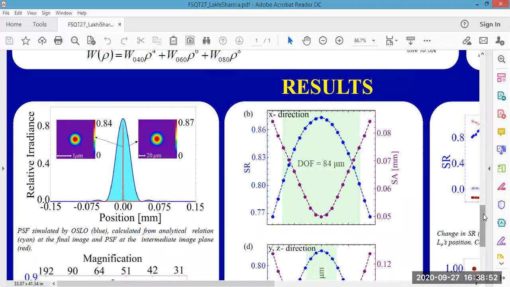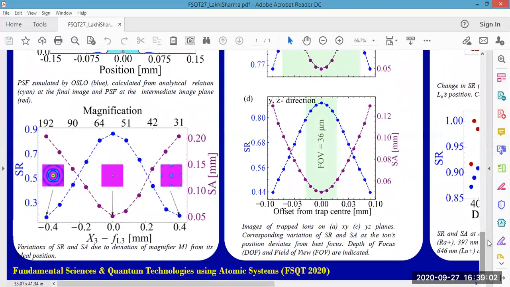The first result is the point spread function. The red one is the PSF at the intermediate image plane, and the outer one is that of the magnified image, and both have a Strehl ratio greater than 0.8. Moving on, here we have studied how the Strehl ratio and spherical aberration change with the position of the magnifier, and we have found that a tunability of plus minus 90 micrometer gives a very good result, with an SR above 0.8.